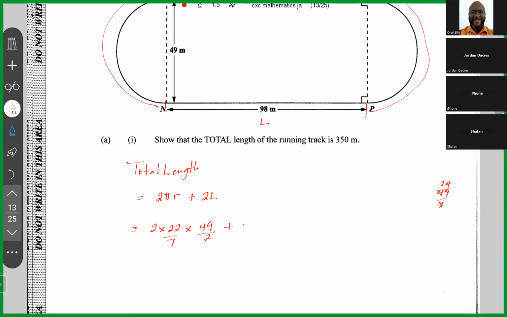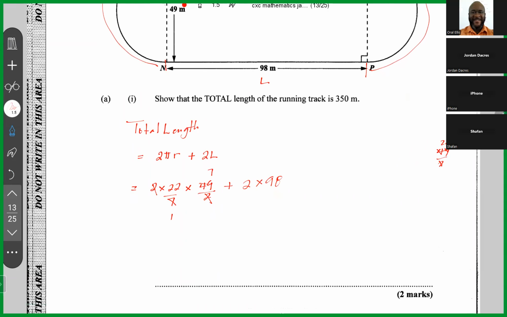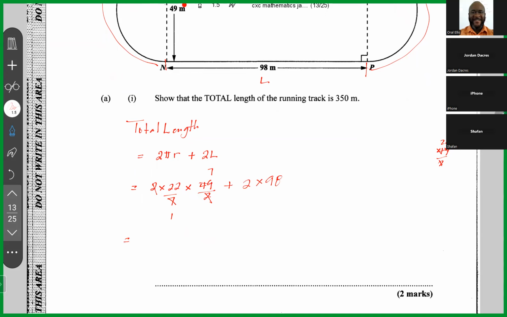Plus 2L, so it's 2 times L, which is 98. Let's work this out. This 2 cancels this 2. 7 into 49 is 7. So we have 22 times 7, which is 154, plus 2 times 98, which is 196. When you add these two together, you get the total length being 350 meters. So we were asked to show that the total length is 350 meters, and we just did that.